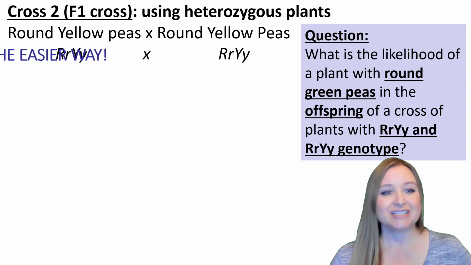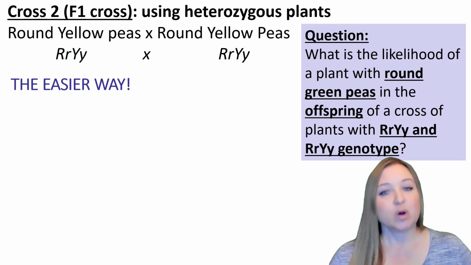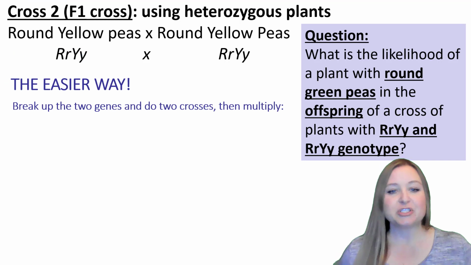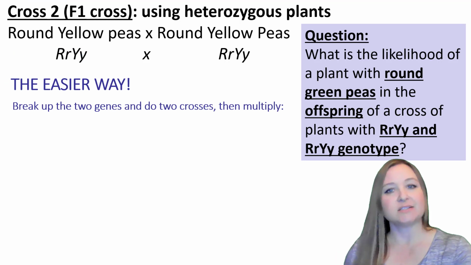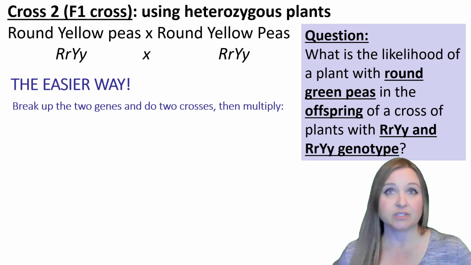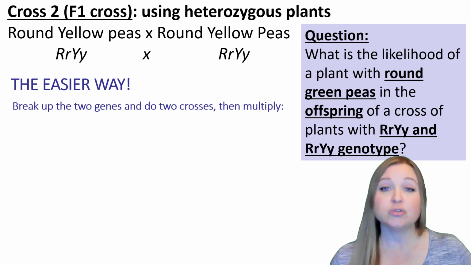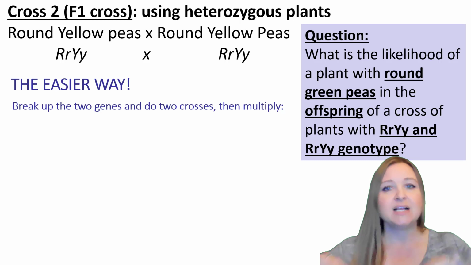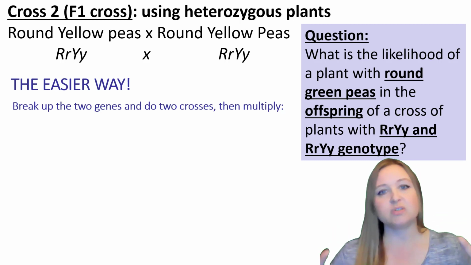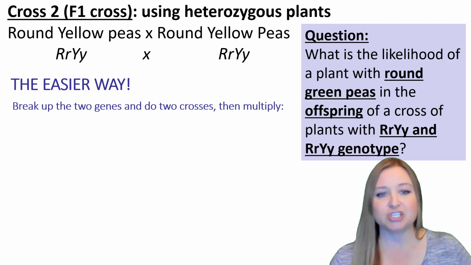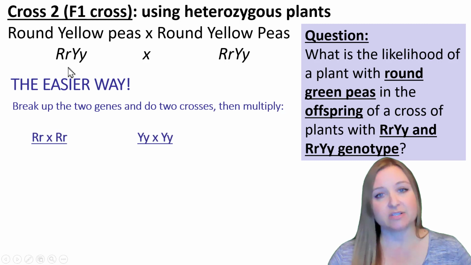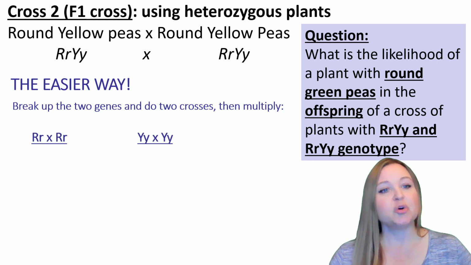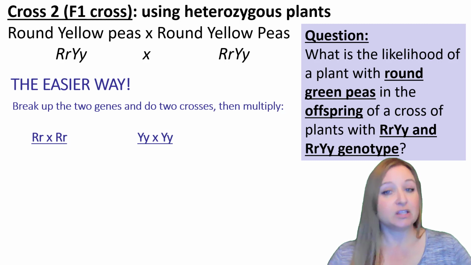Okay, here is the easier way. What we do is we break up the 2 genes and we do 2 crosses, and then we just multiply the results together. If we're looking at two genes, one is the shape of the pea and one is the color of the pea, let's break those up into two smaller Punnett squares. Let's look first just at the round gene. Now, the father was heterozygous for both genes. So big R, little r, big Y, little y.